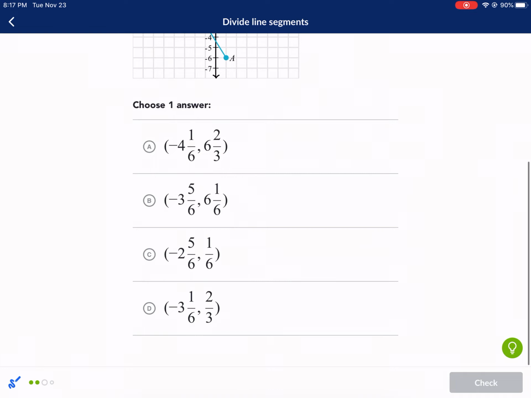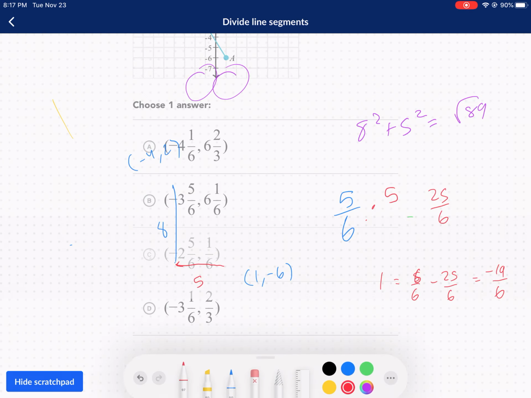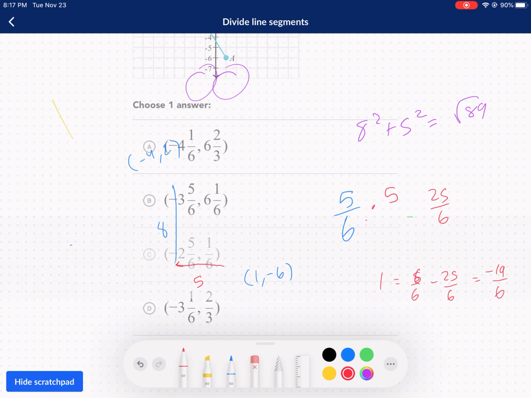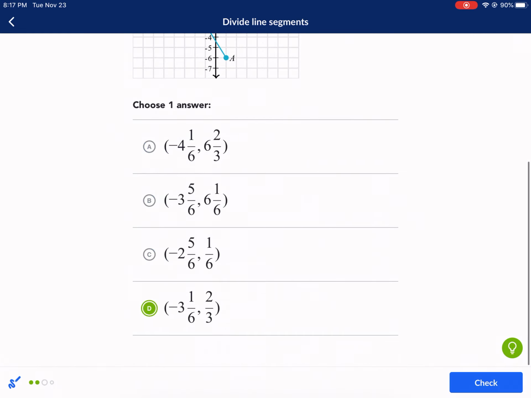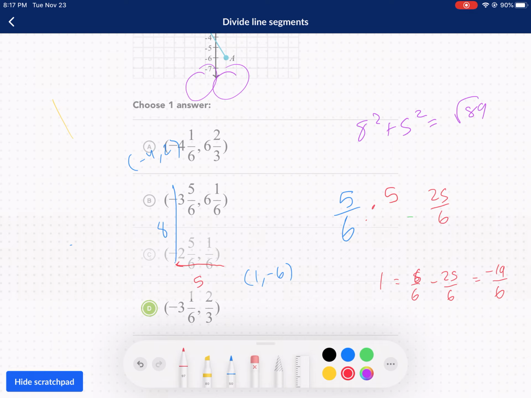So -19/6. Luckily, they're all different answers. So as soon as we convert what that is as a mixed number, it's going to be -3 and 1/6. It's D. Okay, so I don't even have to do Y because I already figured it out. That would have been the quick way to do this.